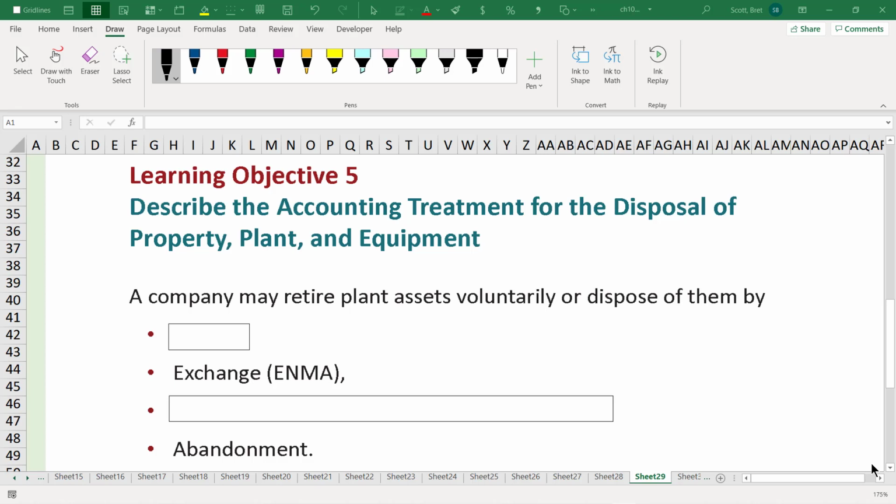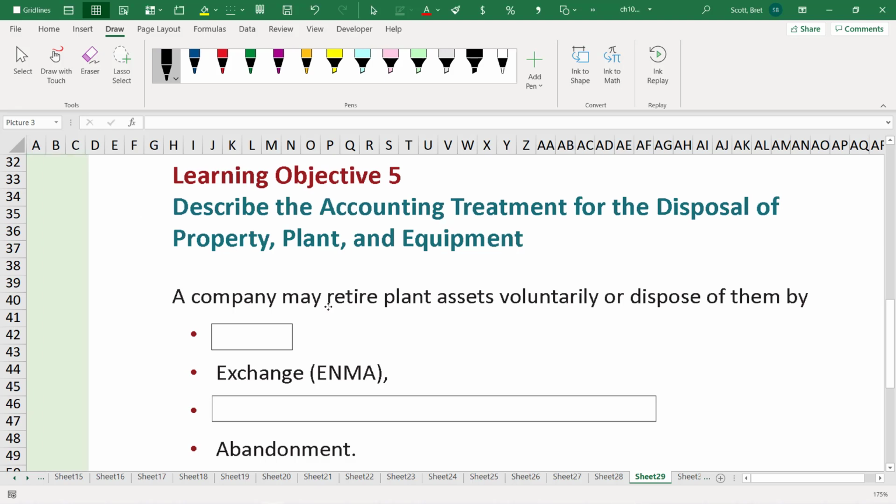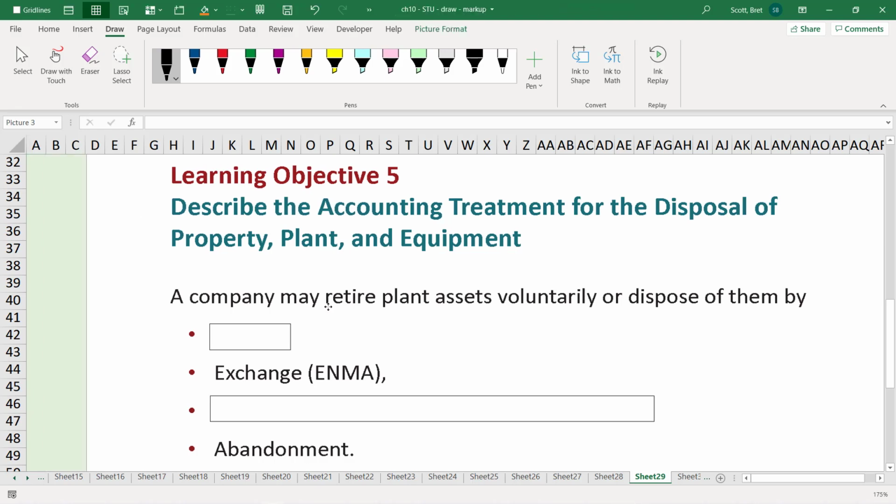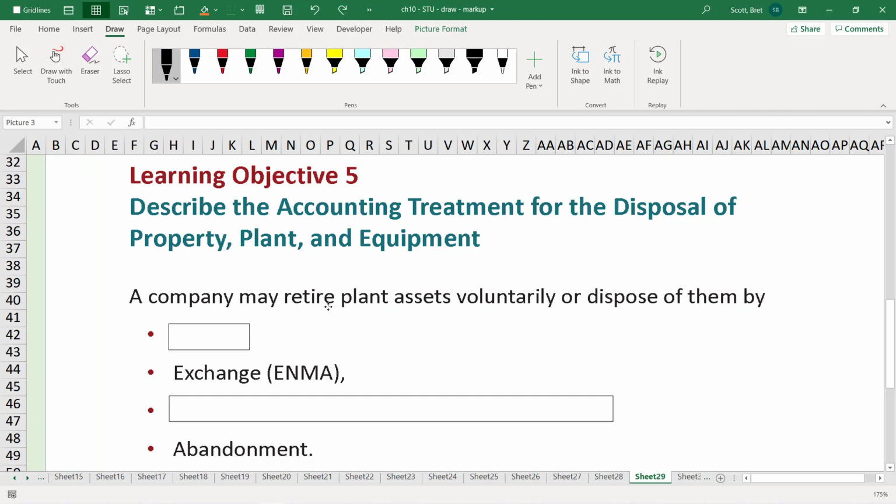We're going to continue on with Learning Objective 5 of Chapter 10, where we look at certain special circumstances with valuing and disposing of property, plant, and equipment. So, a company may retire or dispose, however you want to call it, of its property, plant, and equipment in a couple different ways.